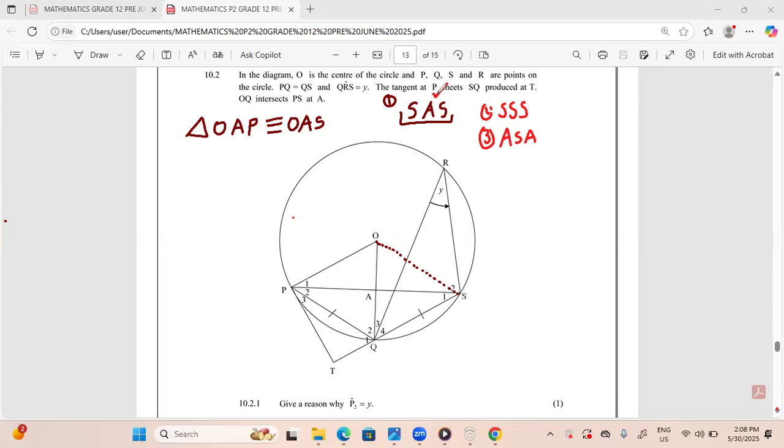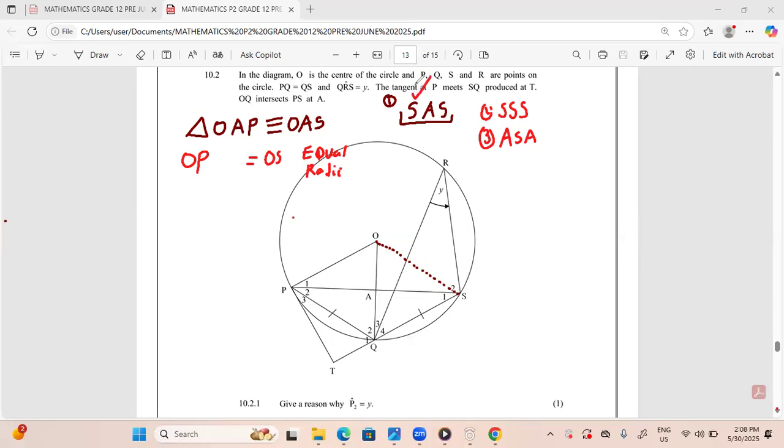So what I'm saying is that I'm going to look for the corresponding sides that are equal. So I will say OP in triangle OAP, OP is equal to OS. My reason is equality. That is for my first S.